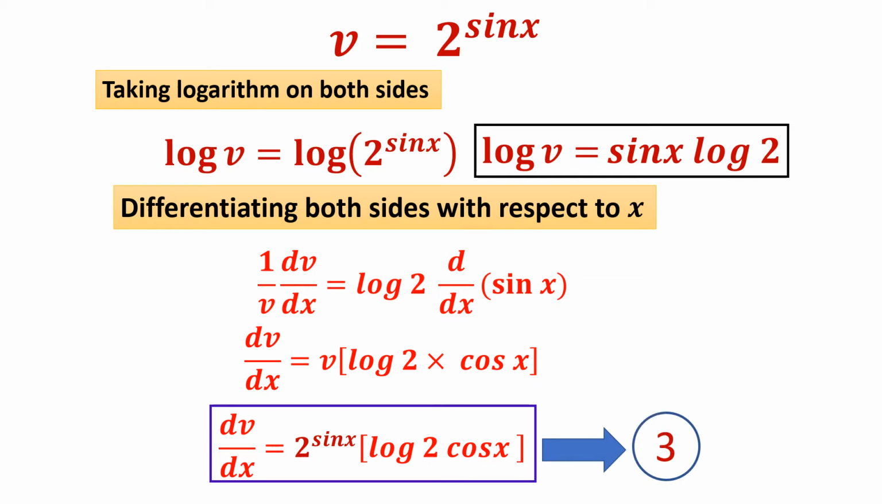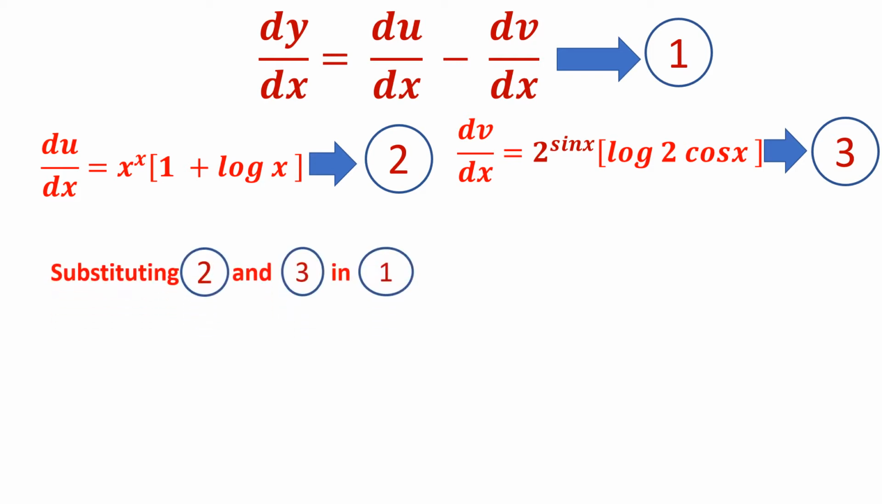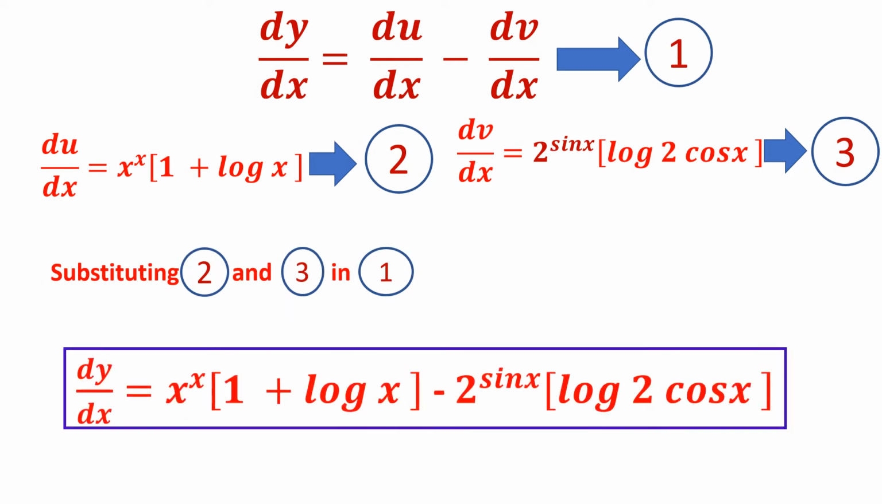Let us recollect. Equation number 1 is dy by dx. Equation number 2 is du by dx. Equation number 3 is dv by dx. Let us substitute 2 and 3 in 1. Simply subtract them, first term minus the second term. Very simple. You got the answer: x power x into 1 plus log x minus 2 power sin x into log 2 into cos x.